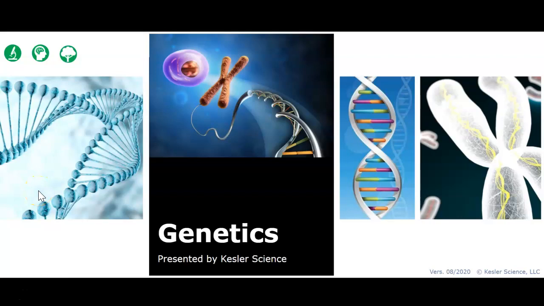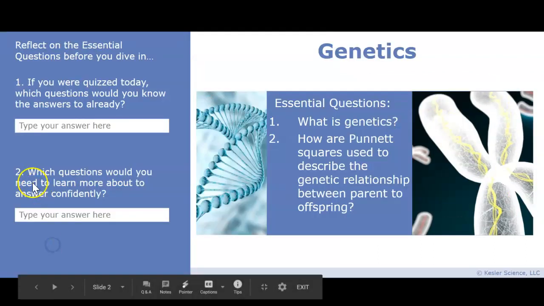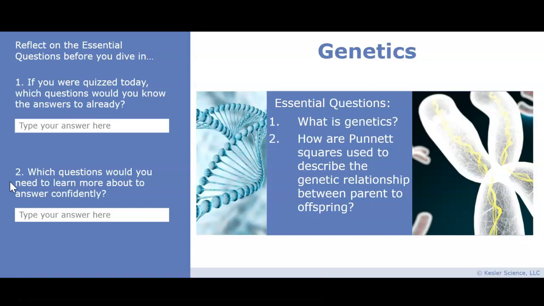Seventh grade, today we will be getting our notes on genetics. You should be somewhat familiar with this as we just finished our genetics introductory project. So the essential questions are: what is genetics, and how are Punnett squares used to describe the genetic relationship between parent and offspring? Make sure you answer questions 1 and 2 on the left.